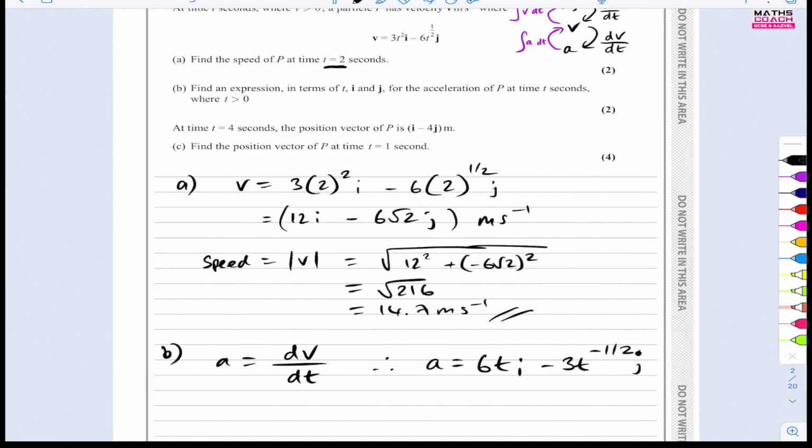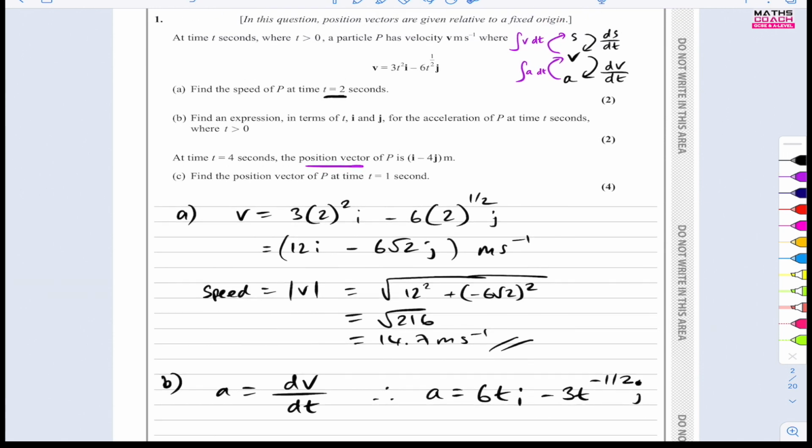Now, what does it say? At time t equals 4 seconds, the position vector of p is that. So now, what's it talking about when it's talking about position vector? It's talking about the s, the displacement, right? So we need an expression for displacement. And we are going to find what the displacement is at t equals 1 second. When do we use that? That's going to be used when we integrate v, because we're going to use v to find our s. When we integrate v, we're going to have a constant, plus c. And that is how we're going to use the value of t right there, okay?